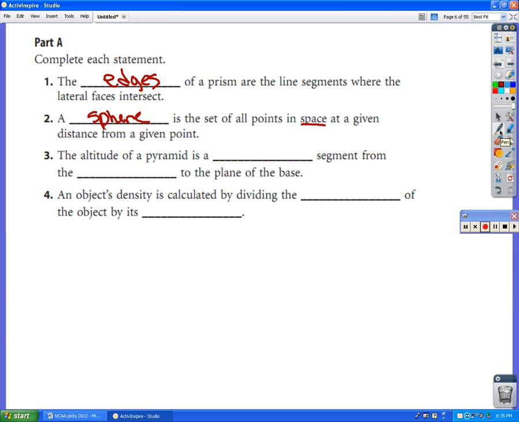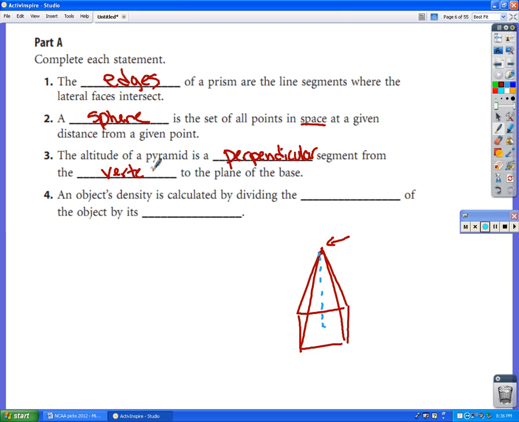Okay, number 3, the altitude of a pyramid. Let's draw a pyramid. Let's do an easy one. Okay, so there's my pyramid, so then let's draw in an altitude. The altitude of a prism or a pyramid is a blank segment from the blank to the plane of the base. So I'm going to go with a perpendicular segment, because it goes straight up from the base. And it says from the blank to the plane of the base, and so that means from this point right here, and that point is called the vertex. So the altitude of a pyramid is a perpendicular segment from the vertex to the plane of the base. All right?